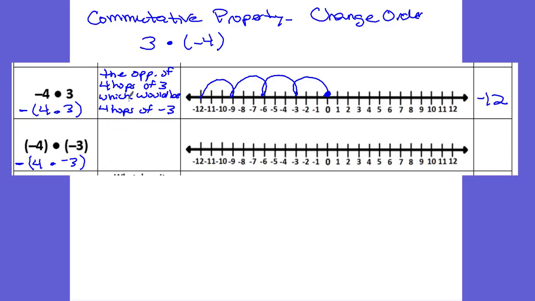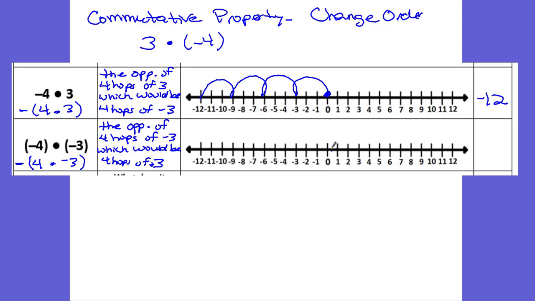So what does it mean? It means the opposite, abbreviate there, of 4 groups or 4 hops or 4 jumps of 3 negatives, which would be four hops or jumps or groups of, and the opposite of negative 3 is a positive 3.